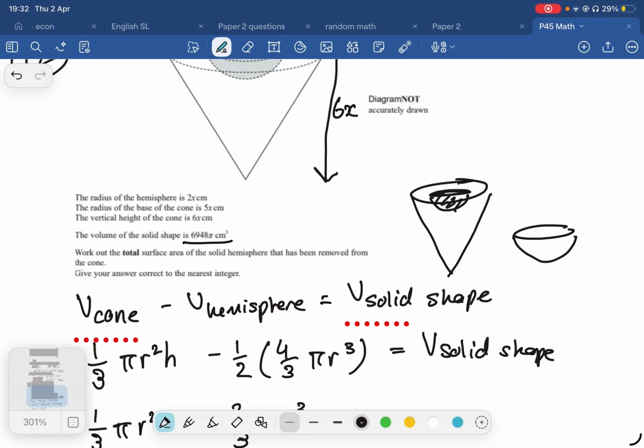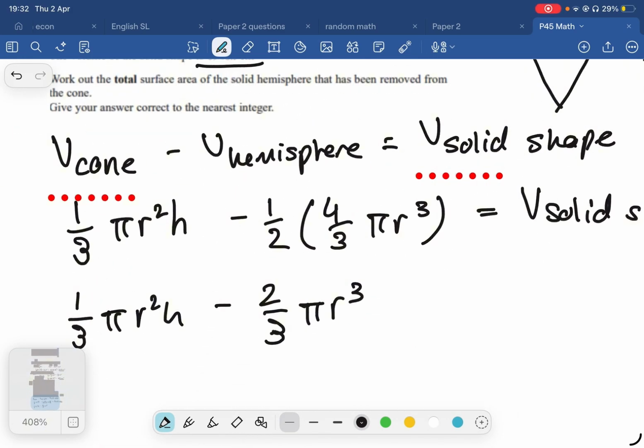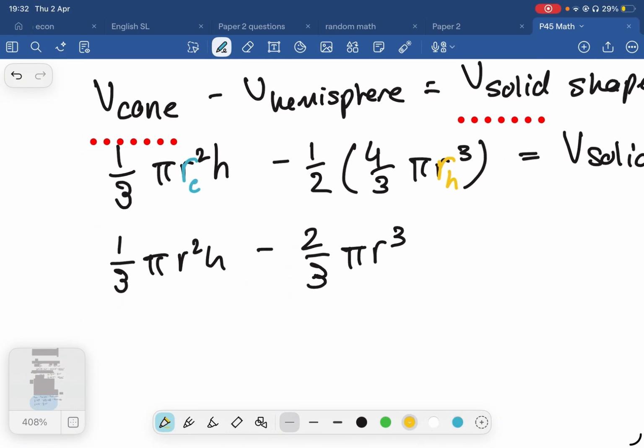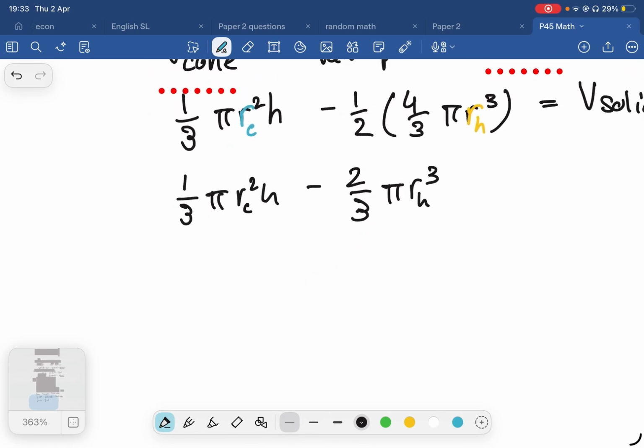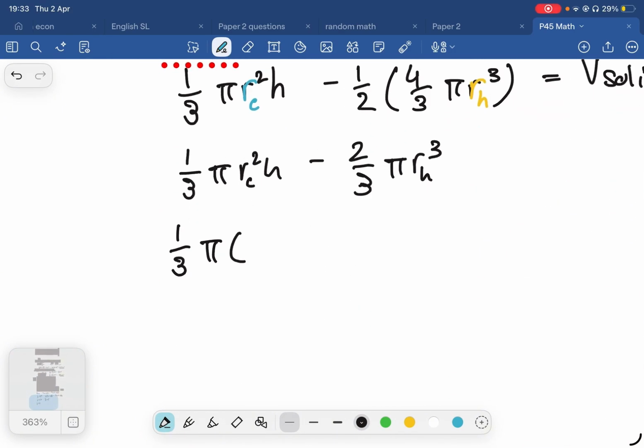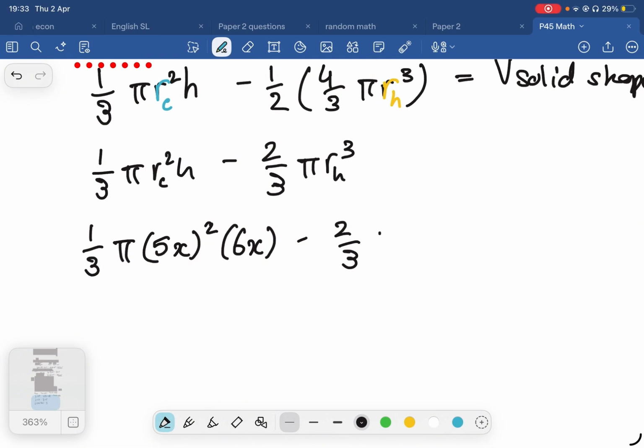Now we sub in x for the r. Remember, this r and this r are talking about two different things. This is the radius of the cone, and this is the radius of the hemisphere. They're two different values, so remember, cone and hemisphere. So in terms of x, this would be 1/3 pi, I believe it was 5x, 5x squared times 6x, because the height is 6x, minus 2/3 pi, radius of the hemisphere is 2x, cubed.